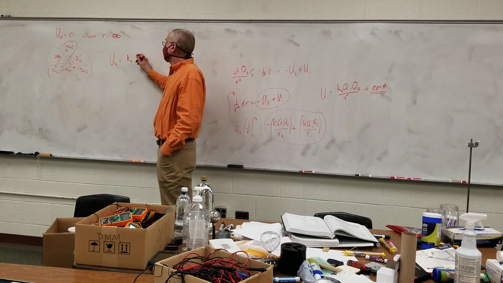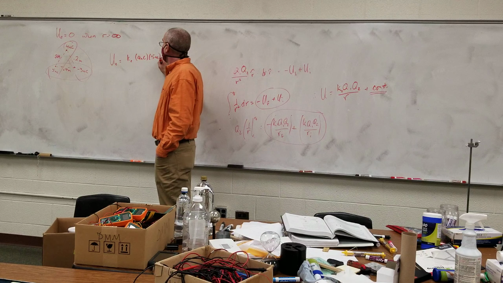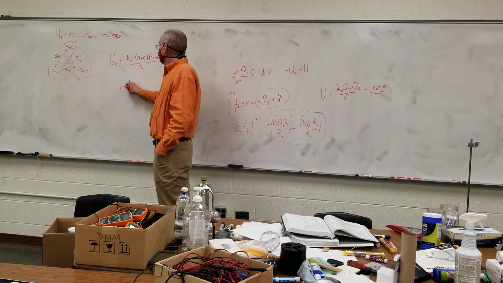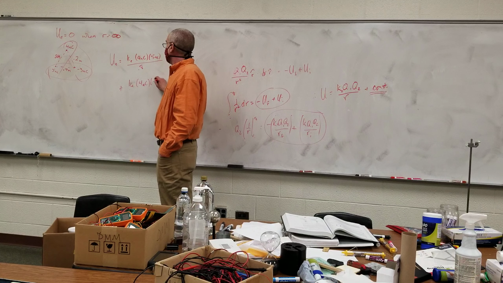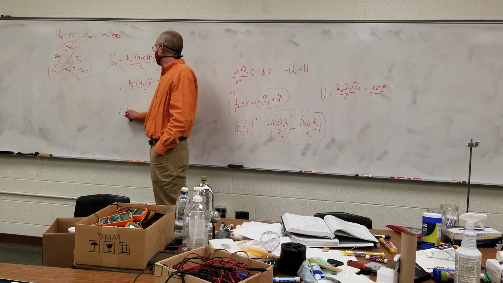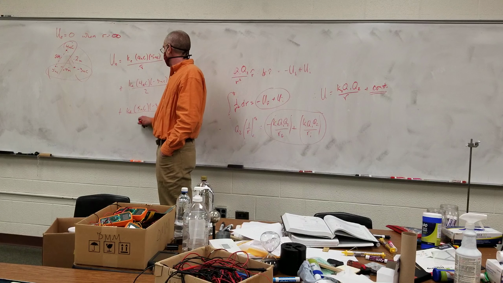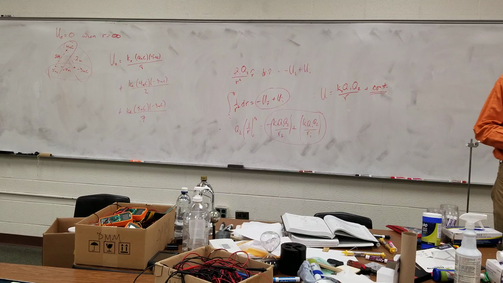So K times 4 nanocoulombs times 5 nanocoulombs over 0.8, plus K sub E 4 nanocoulombs times negative 3 nanocoulombs over 0.2, plus K sub E 5 nanocoulombs times negative 3 nanocoulombs over 0.7. The negative sign is important here. It is not telling us direction, it is actually telling us energy.